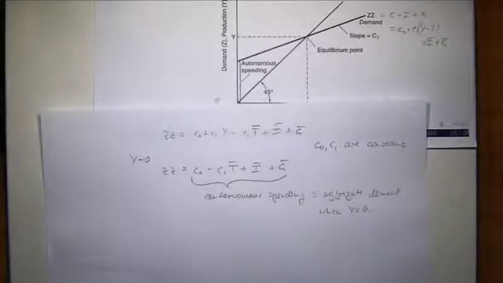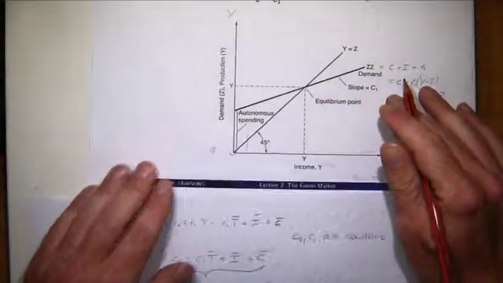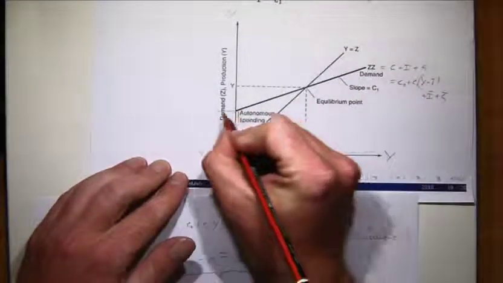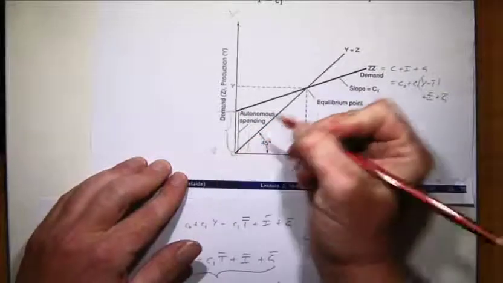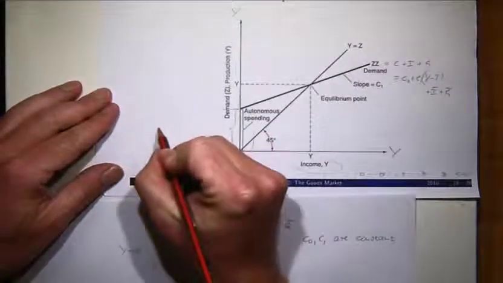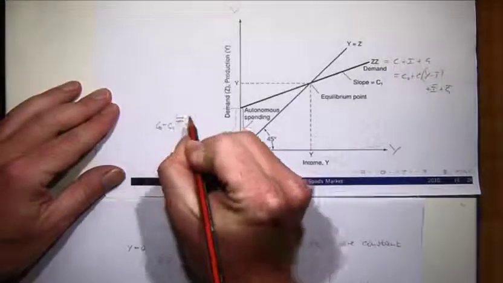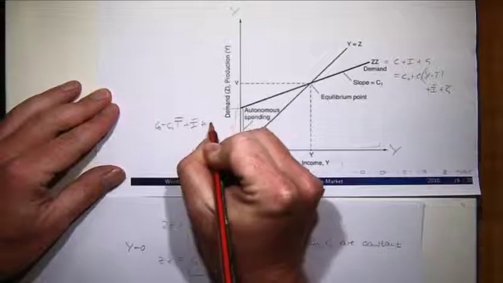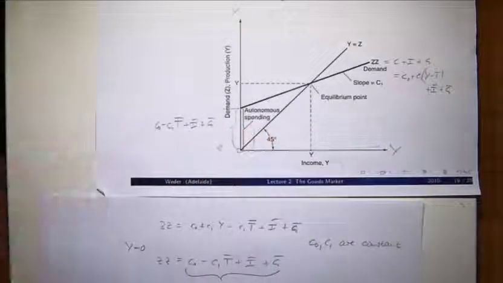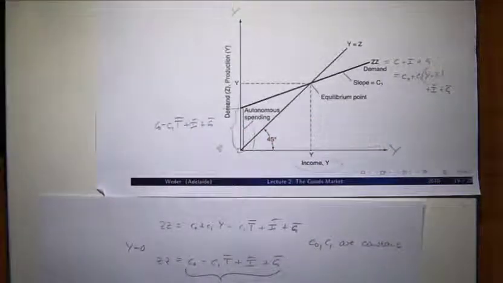Okay, so if I want to plot this here, that's what it is. Okay, so this thing here is simply C0 minus C1t plus I plus G. Okay. So what happens now if there's some positive income in this economy? Well, what happens when I move to the right in this graph?